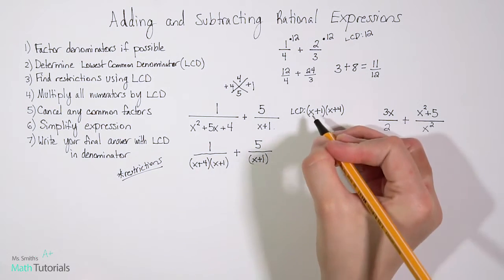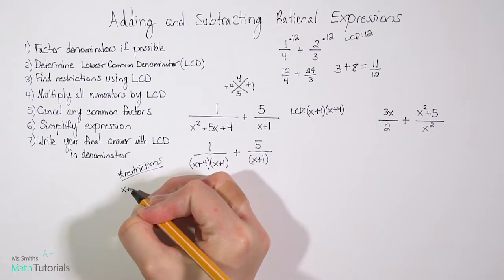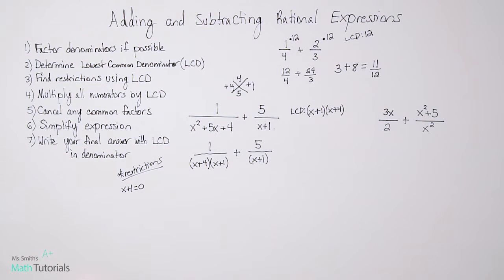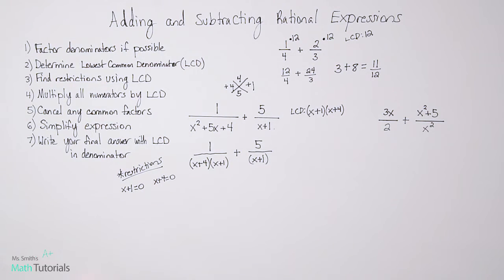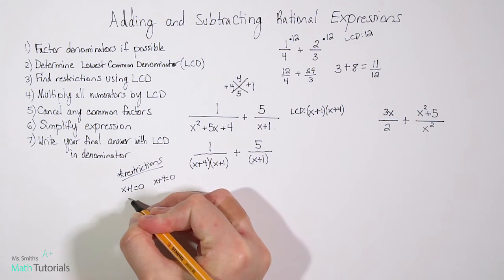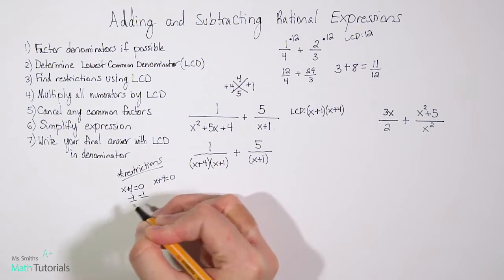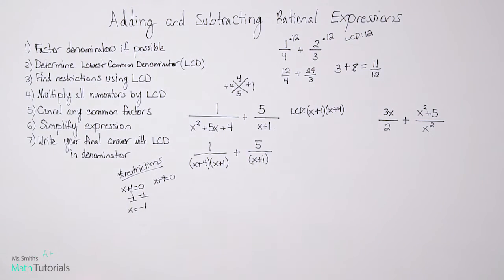Let's see what that looks like. Well, the first part is x plus 1. We'll set that equal to 0. And then my second part was x plus 4. So we'll set that equal to 0 as well. Now we want to solve each of these little equations that I wrote for x. So in this first one, I would just subtract 1. And I'd get x equals negative 1.